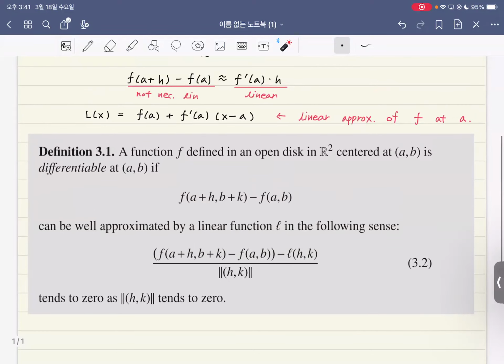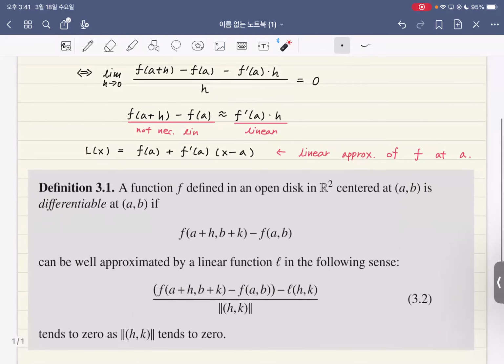But however, let me try to compare this definition with this. This was our definition of being differentiable of a single variable function at point a. So f is differentiable at the point a if this is tending to 0 as h is tending to 0. Now take a look at this, and also take a look at that. The only difference is, this is a single variable function. This is a two variable function.